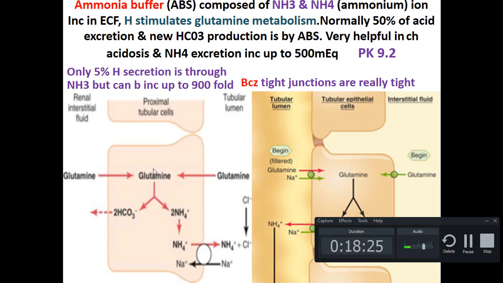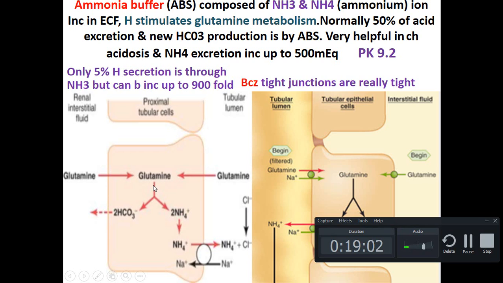So why does the ammonia buffer become such a good buffer, and why can it continue? Because the raw material for the production of ammonia is present in your body, and that is an amino acid known as glutamine. This glutamine is permeable to the tubular cells. When glutamine is metabolized, it will produce two bicarbs and at the same time two ammonium ions.